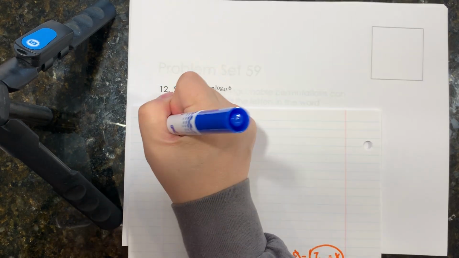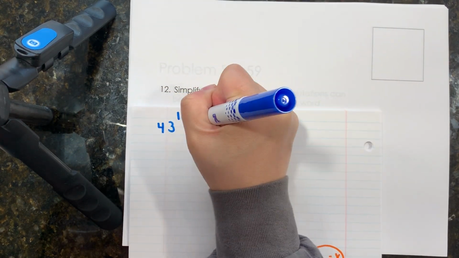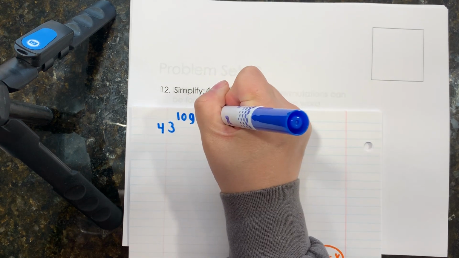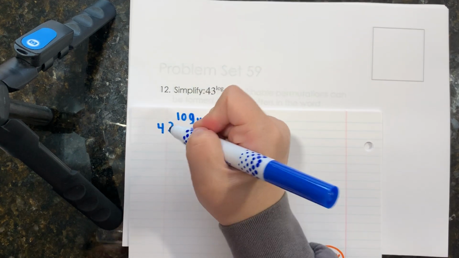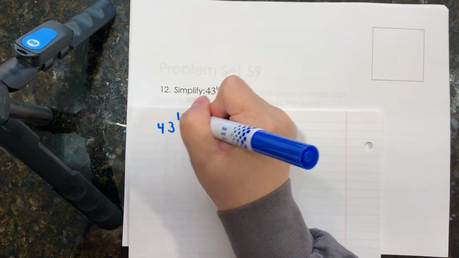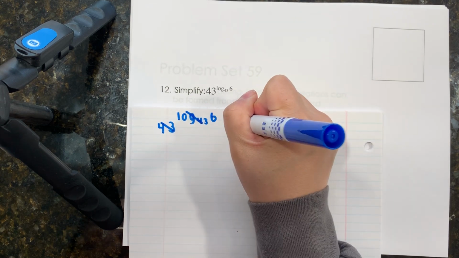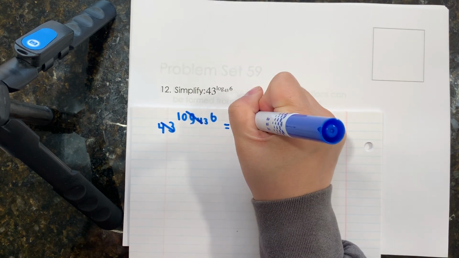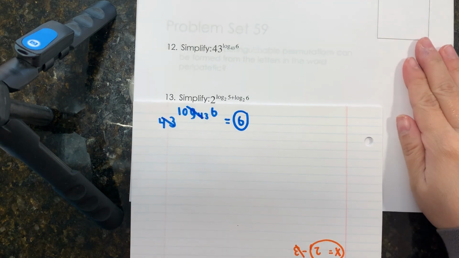So on number 12, I have 43 raised to the power of log 43 of 6. But again, if my log's base and the base of my number are the same, 43 raised to the log 43, those actually cancel. So my answer would just be 6. So that's a pretty simple one. But now let's look at number 13.